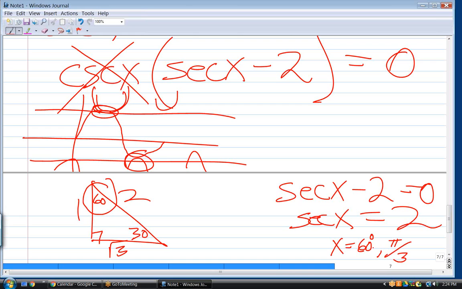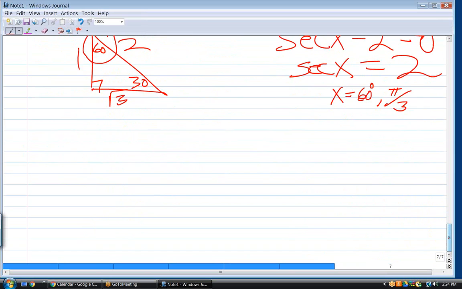Now, that's only one answer. That's the first quadrant answer. If you need to give an answer in the unit circle, where else is the cosine positive?